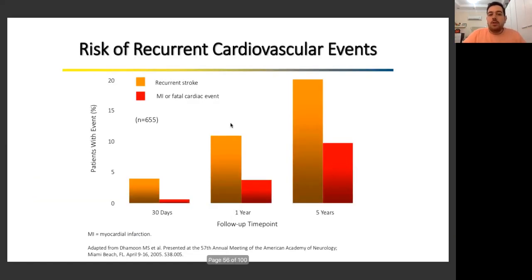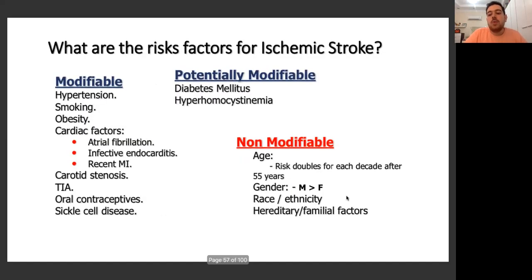Secondary prevention of a stroke. This is just telling you that a patient who already developed a stroke is at very high risk of developing a recurrent stroke or any cardiac events in the future: next month, next year, and in 5 years. That's why we need to control all of these risk factors so that we prevent the development of another stroke.